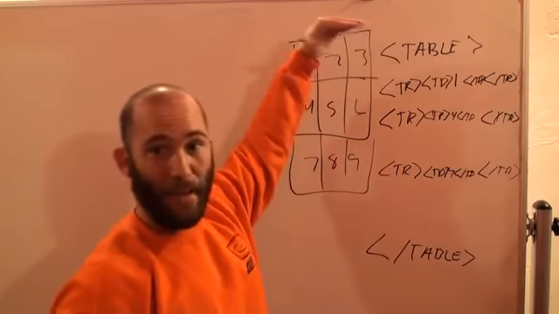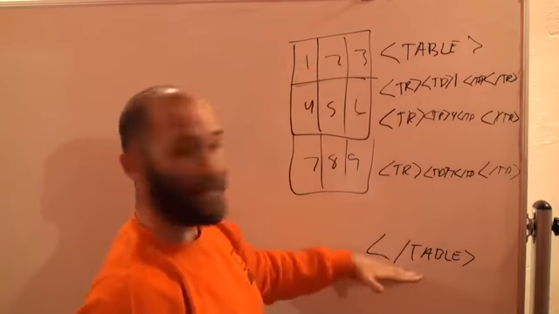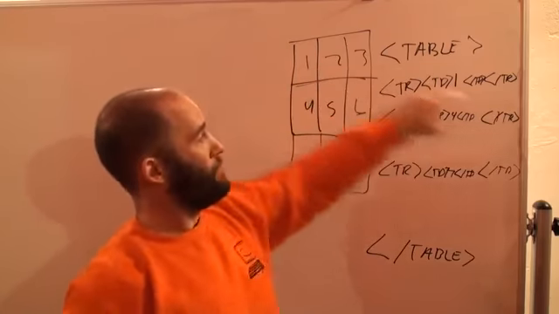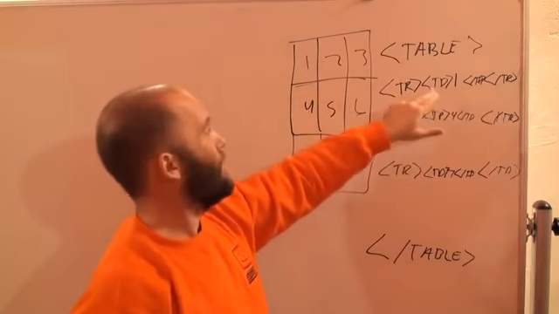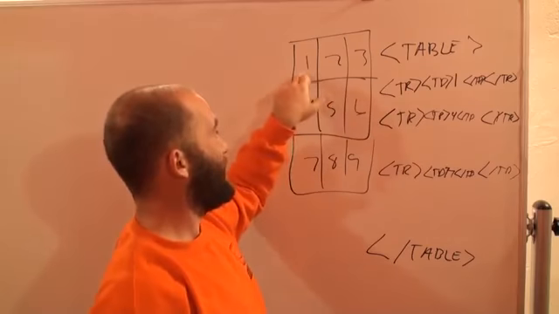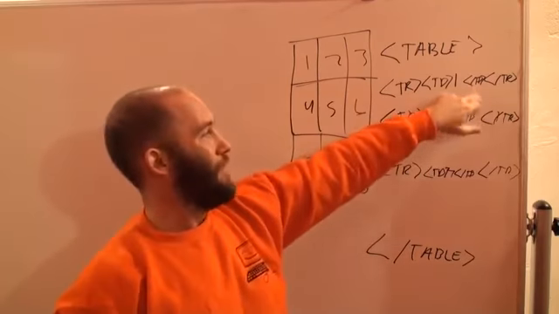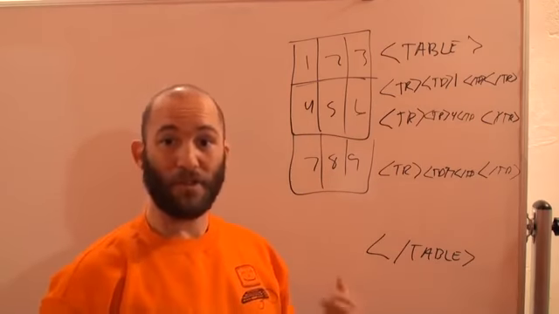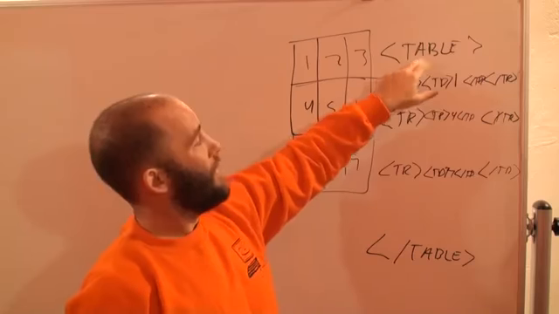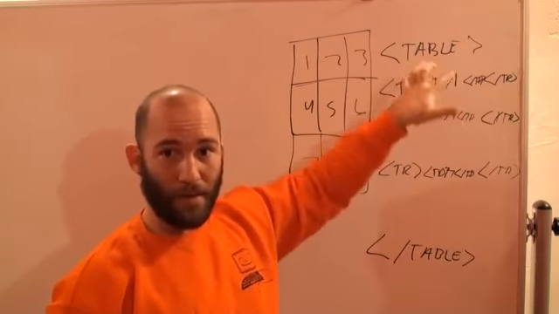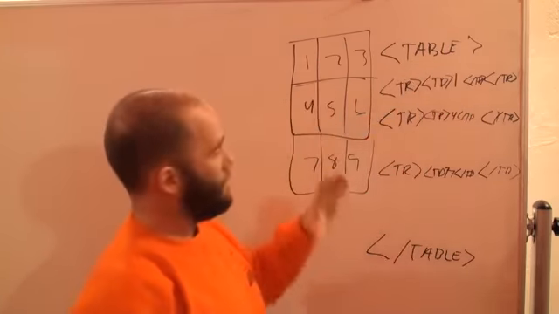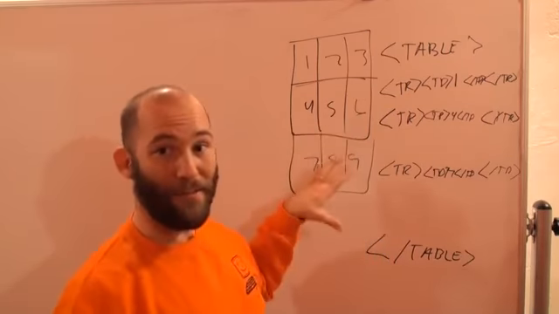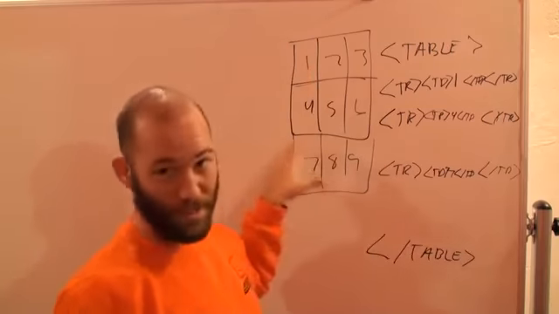So, table opens the entire table, backslash table closes the entire table. TR opens the row, backslash TR closes the row. TD opens the individual block, backslash TD closes the individual block. And this is all you basically need to know for tables. Now, if you do table and nothing else to open up the table, then all of your information will be presented in a table, but you won't have any borders. So you won't see any of these borders here.